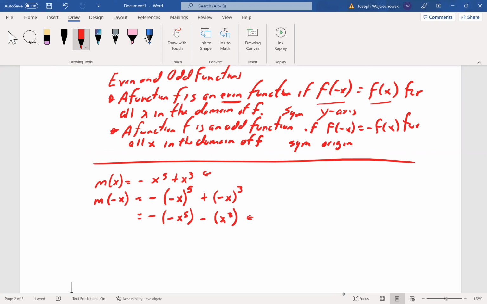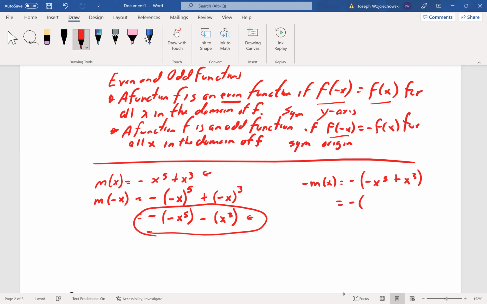So next, let's check to see if it's odd, in which case we want to show that f of negative x, which is what I have here, is equal to negative f of x. So what is negative m of x? Well, I just take the negative. Okay. So this is the negative of negative x to the fifth minus x to the third. Same thing. So this function is odd.